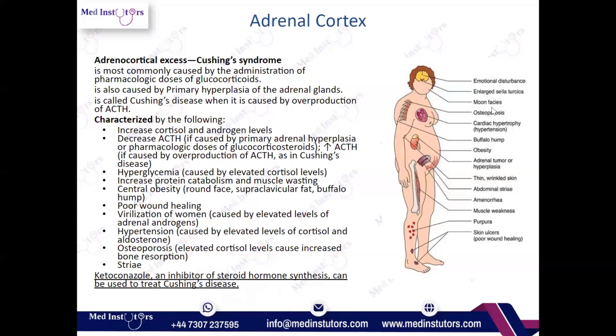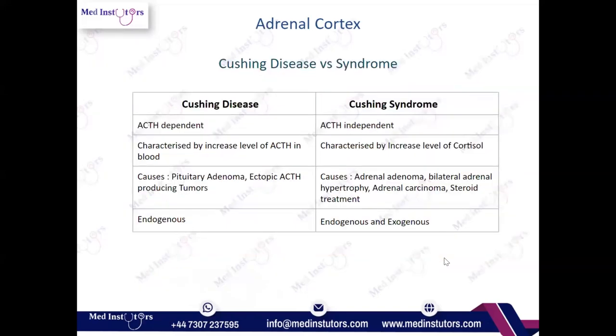Okay, but important: moon face, osteoporosis, cardiac hypertrophy due to hypertension, buffalo hump, obesity, which is mostly pronounced on the lower part or the central part of the tummy. Why? It is because of the fat redistribution. There could be adrenal tumor or hyperplasia, which could be the underlying cause. Abdominal striae, amenorrhea, muscle weakness, purpura. Why amenorrhea? Because of the disturbed androgen levels. Purpura and skin ulcers. So these are some of the clinical features of Cushing syndrome.